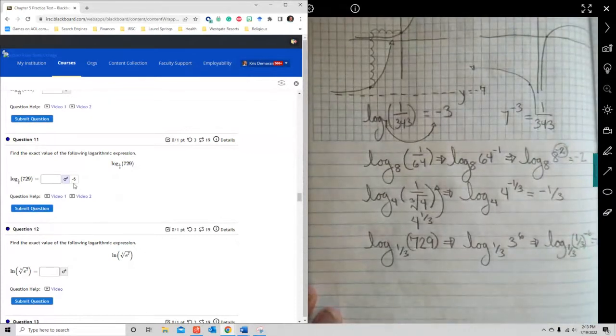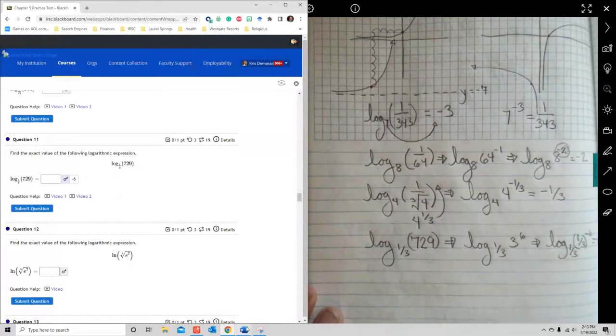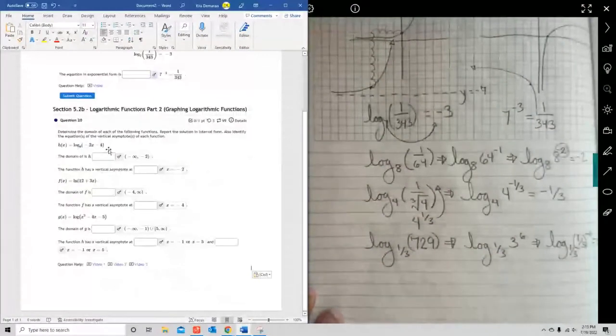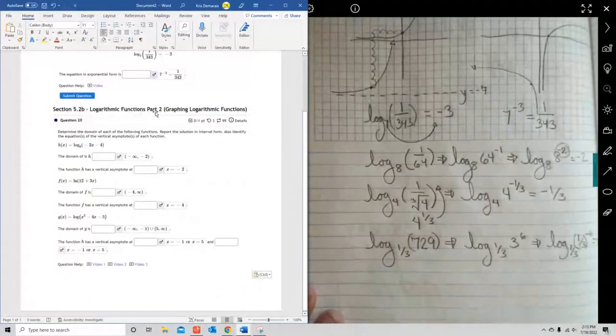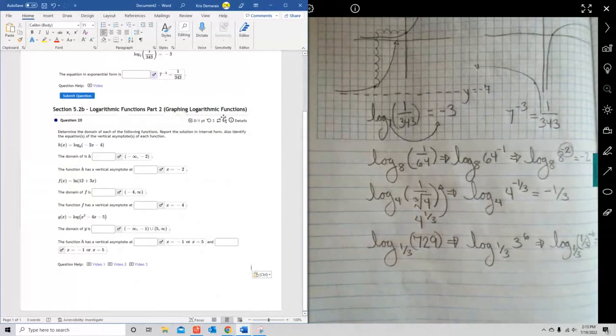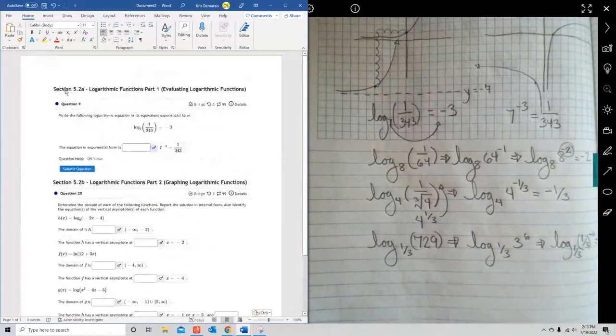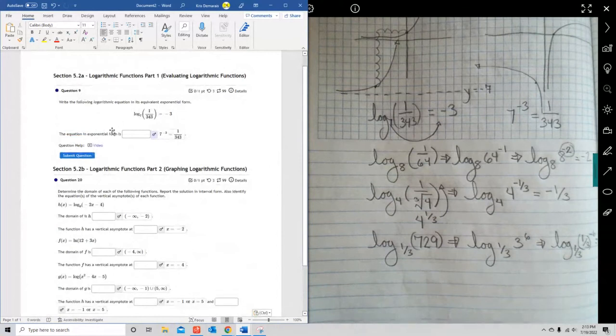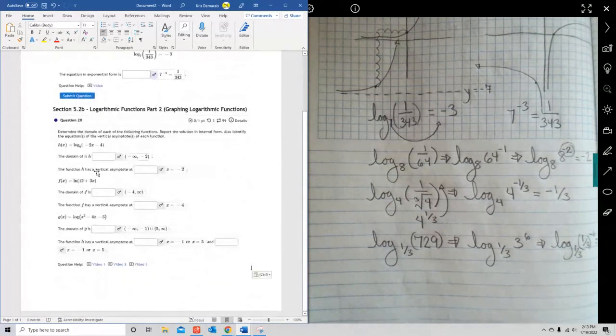Now let's take a look at this question here. This comes from section 5.2b, Logarithmic Functions, Part 2, graphing logarithmic functions, as this came from section 5.2a, Logarithmic Functions, Part 1. So this is question number 20, as this was question number 9 from those lessons. It says determine the domain of each of the following functions. Now, this is h of x, which is log base 9 of negative 2x minus 4.